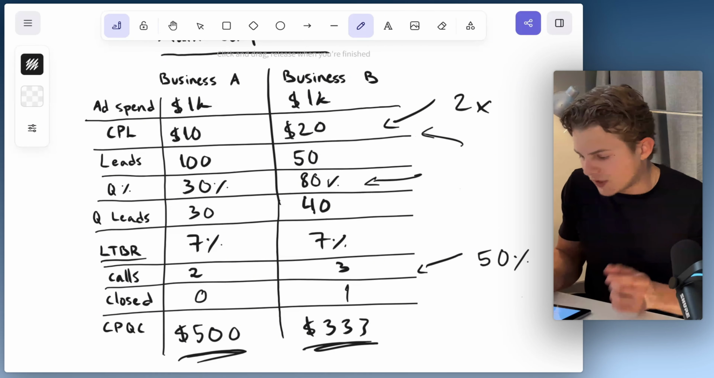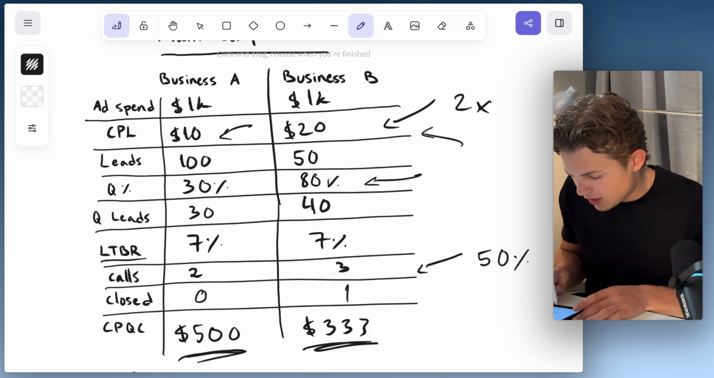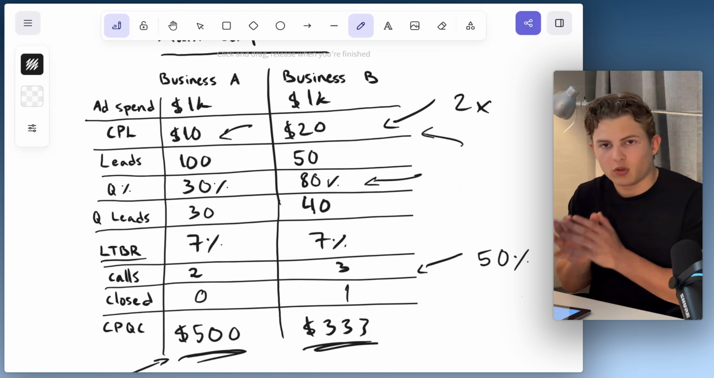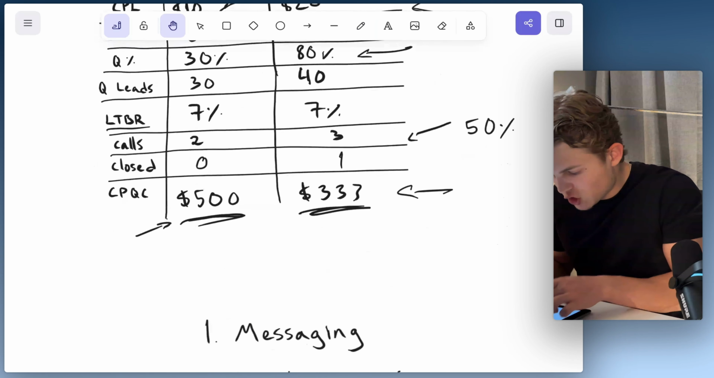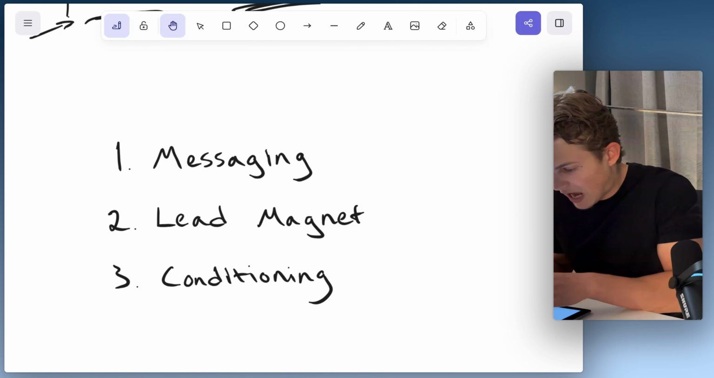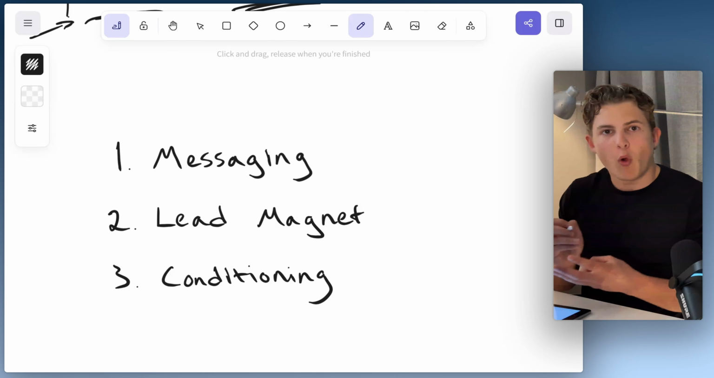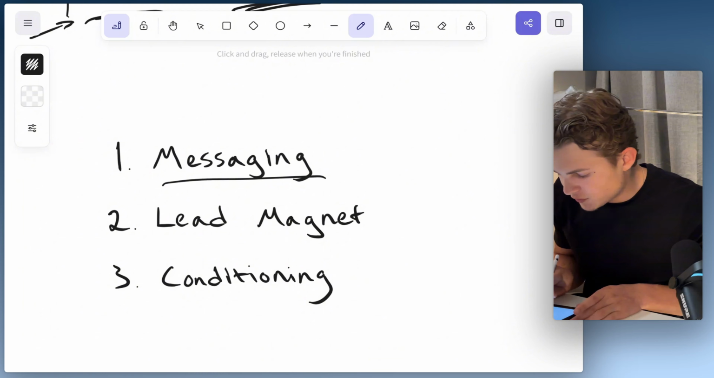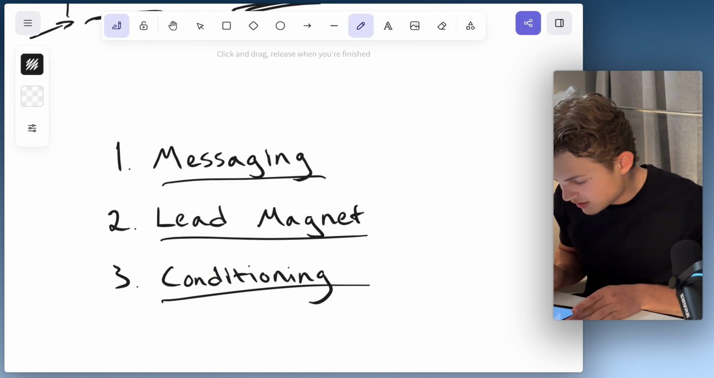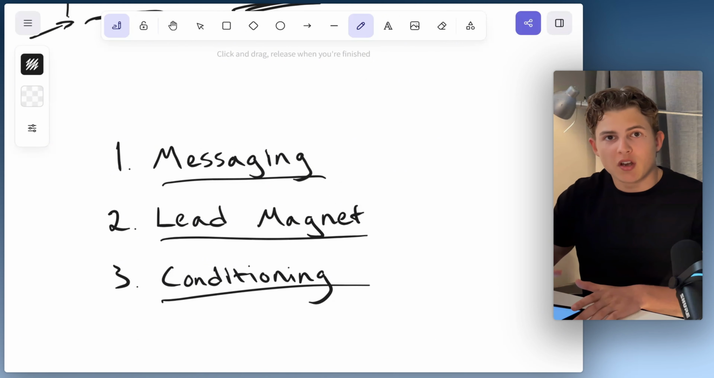You should never look at your cost per lead, and instead you should look at your cost per qualified booked call. And by getting more qualified leads, this is going to happen. So let me show you how to actually do this. As I told you, there are 3 problems why you're not able to get qualified leads. The first is, again, your messaging. The second is your lead magnet. And the third is your conditioning. And let me break all of these 3 down in more detail.